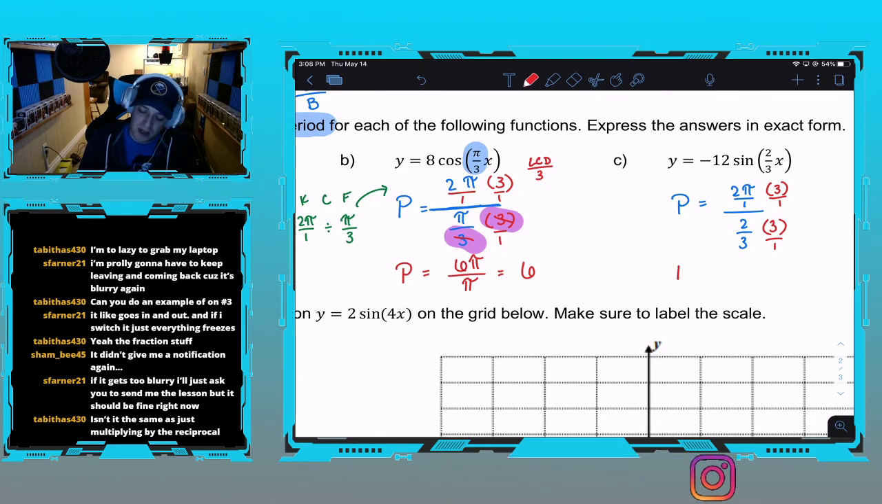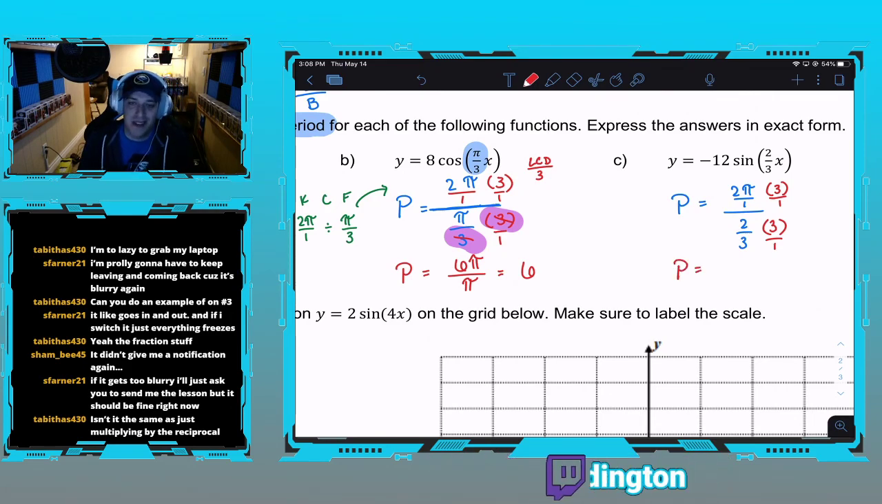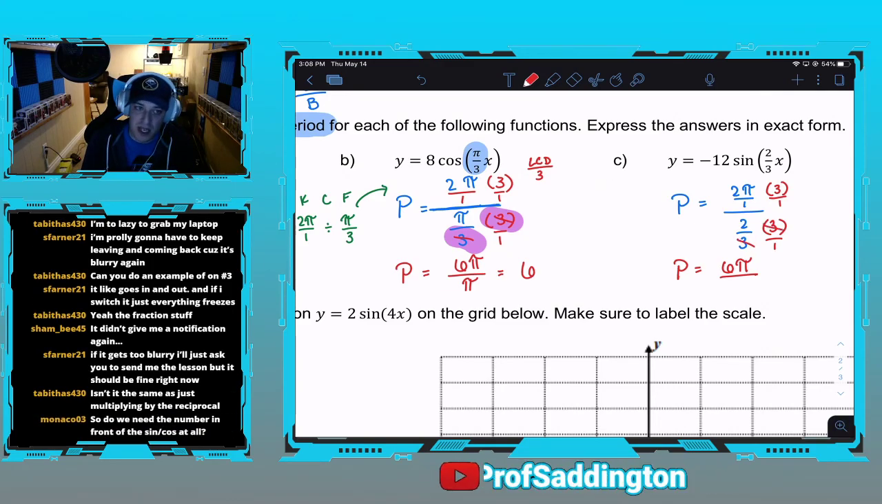So as far as this goes, again, there's nothing that can cancel out on the top, so we're just going to be left with 6 pi. All over, again, on the bottom, the 3's are going to cancel out because if you cross cancel, they will disappear. And then we're just left with 2 on the bottom. And now if we have 6 pi divided by 2, it is really just 3 pi.